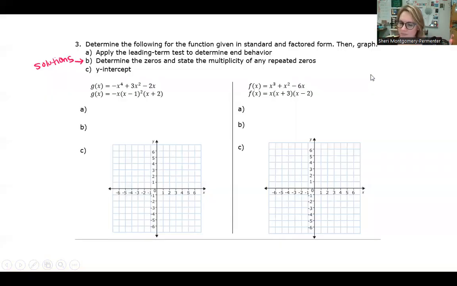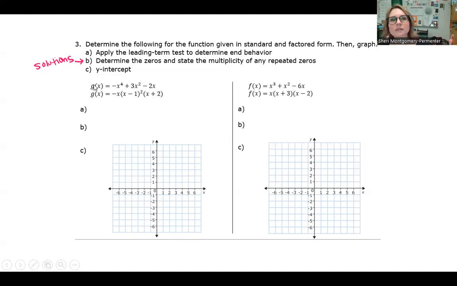Okay, so we're gonna flip over to the back and we are going to start graphing some of these. So we are gonna do some really big kid math. It says determine the following, and then we're gonna graph. I give this to you in 2 different forms: standard form and factored form. Part A says apply the leading term test to determine the end behavior. I didn't put the limit stuff here. I just want us to write down the arrows. Which way should the arrows be drawn?